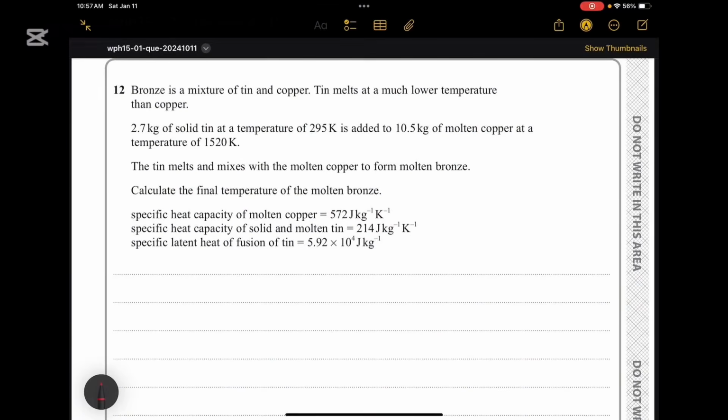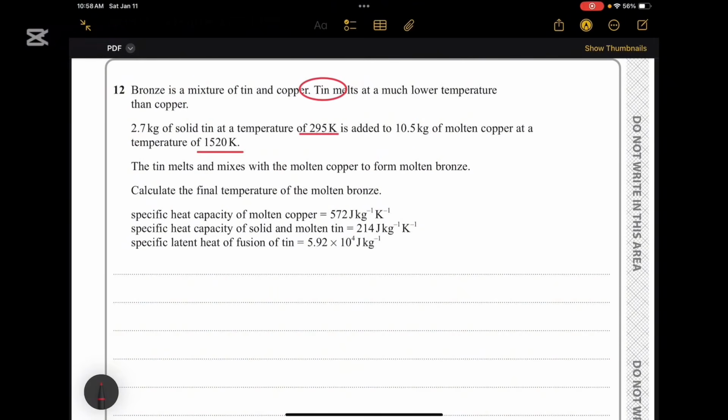Alright, so let's solve question number 12 right now. Bronze is a mixture of tin and copper. Tin melts at a much lower temperature than copper. Okay, this is very important information. The tin melts at a lower temperature than copper. 2.7 kg of solid tin at a temperature of 295 Kelvin is added to this mass of molten copper at a temperature of 1520 Kelvin.